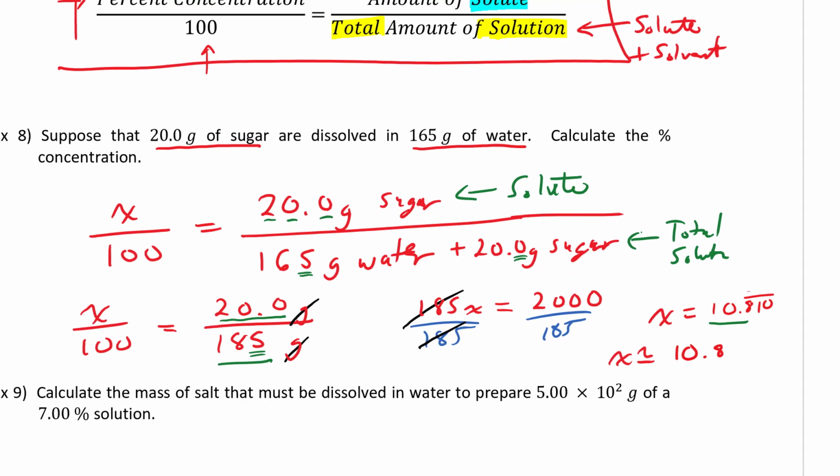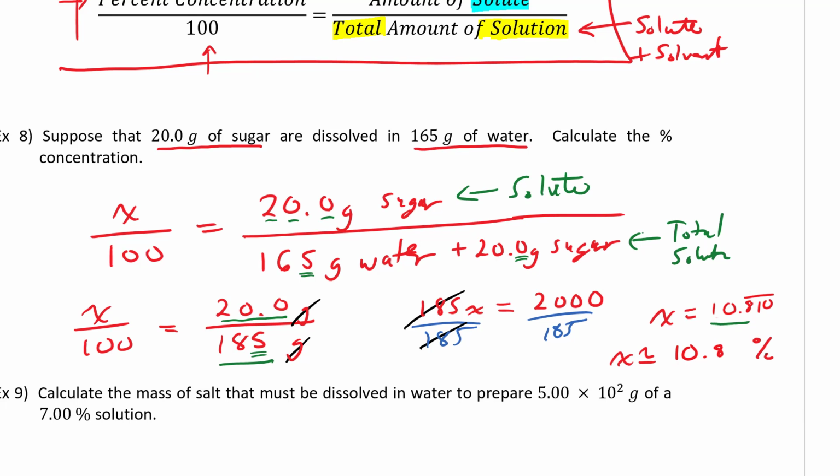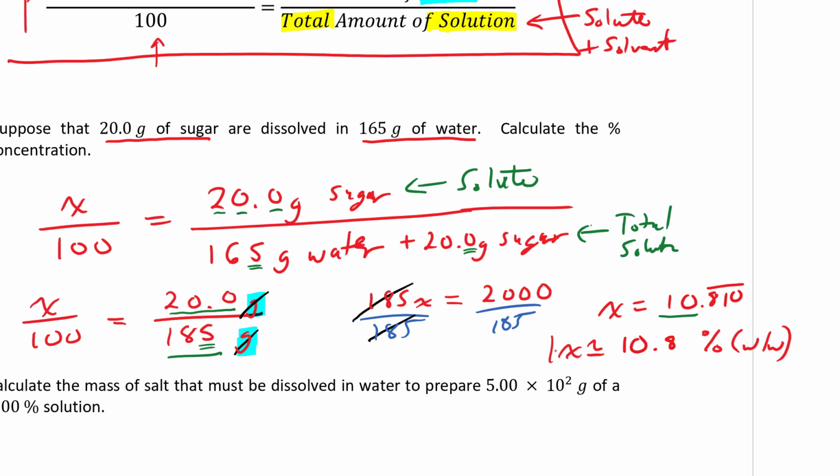Units, this is going to be percent. We're dealing with a weight over weight. Notice it's grams in the numerator and grams in the denominator. As a result, we write weight over weight, like a little fraction. 10.8% weight by weight. It tells you that we have percent concentration and it's grams over grams.